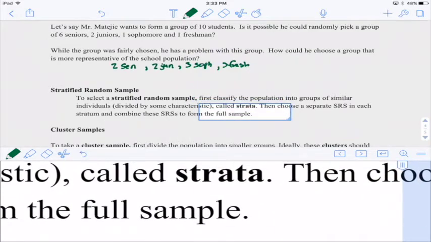A way that we did this at school is we looked at test scores and we wanted to group people who were in accelerated classes versus non-accelerated classes versus students that repeated that class for the second time. We wanted to look at different subgroups. It gave us better data.